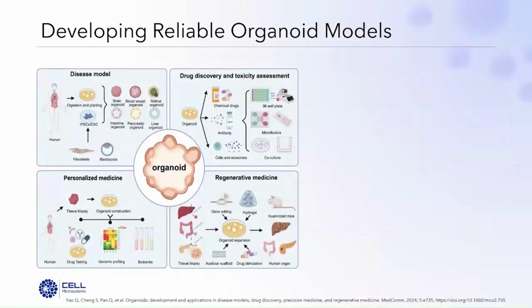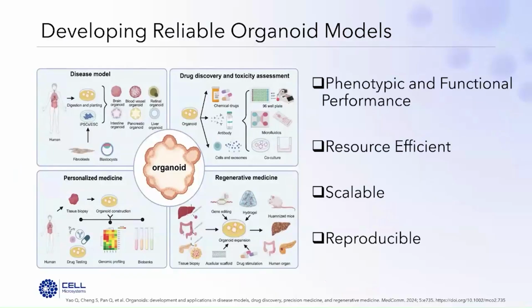And ultimately, these methods are used to create organoids for a variety of applications. So today we're talking about disease modeling and drug and toxicity assessment. But as I mentioned, these organoid models are useful in personalized medicine and regenerative medicine applications as well. And in order for these models to be adopted for these purposes, we first and foremost need them to be phenotypic and functionally relevant to the tissues they're modeling.